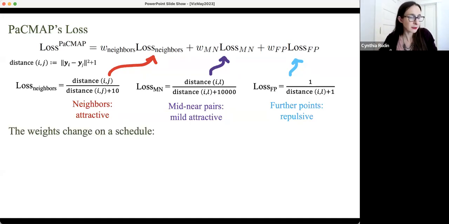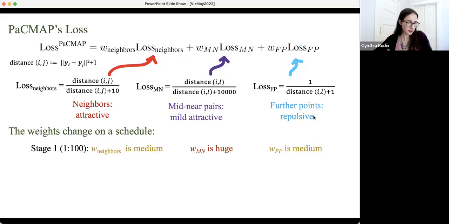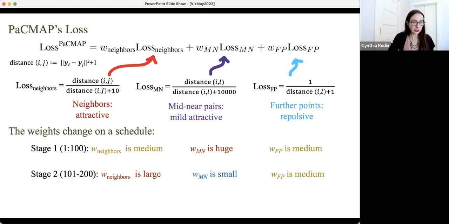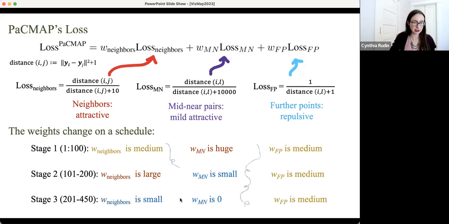So these weights, these W's, they change on a schedule. In the first stage, you basically just handle mid-near pairs. So it's like, let's just do mid-near pairs, just get the global structure sorted out. And then you weaken the mid-near pairs in the second stage. And then in the third stage, it just goes away. You're only doing, at that point, local structure, neighbors, and further points. And then we use just a plain old Adam optimizer on the loss function. So there's nothing special at all about the way that we're optimizing it.